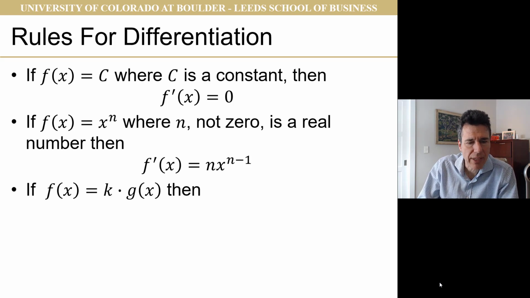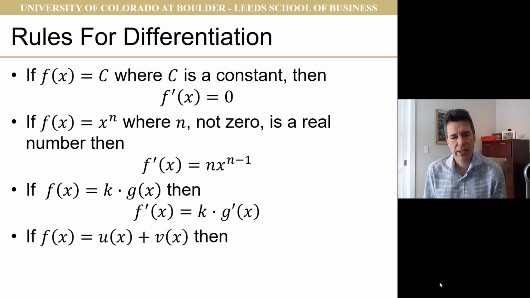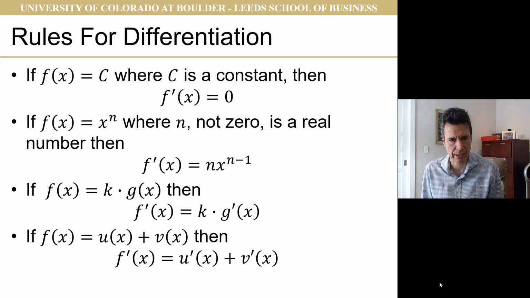The next one: if f of x is a constant times g of x, so it's a constant times some other function, then f prime of x equals k, that constant, times the derivative of the other function, so k times g prime of x. And finally, if f of x is the sum of two functions, the derivative f prime of x is the sum of the derivatives. So if f of x equals u of x plus v of x, then f prime of x is u prime of x plus v prime of x.